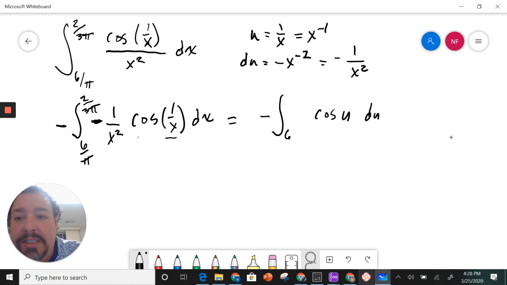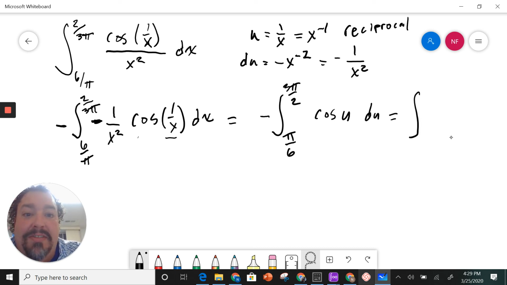And we have 6 over, oh, no, it's not 6 over pi anymore. Remember, we've got to change those because those were in terms of x. And u, remember, is going to take the reciprocal. It's going to be 1 over x. So that's the reciprocal function here, 1 over x. So we can just flip these around: pi over 6 and 3 pi over 2.